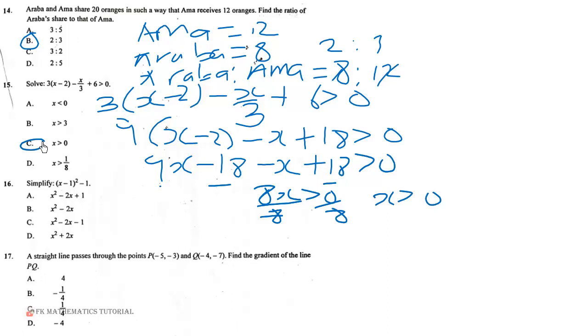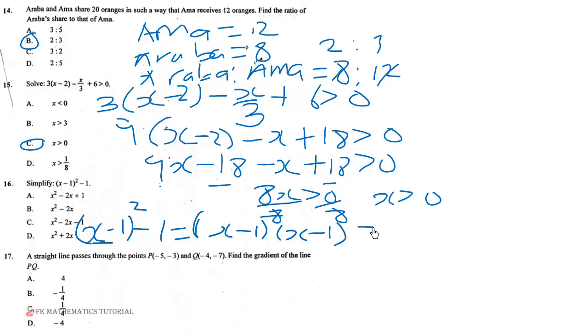We have to simplify x minus 1 all squared minus 1. So we have to expand. So x minus 1 all squared minus 1 will be equal to, when you expand, x minus 1 all squared is same as x minus 1 into x minus 1. So minus 1.